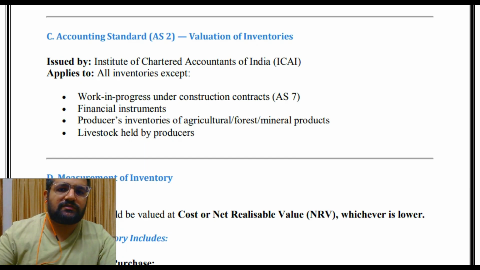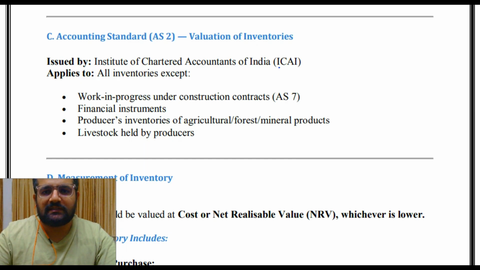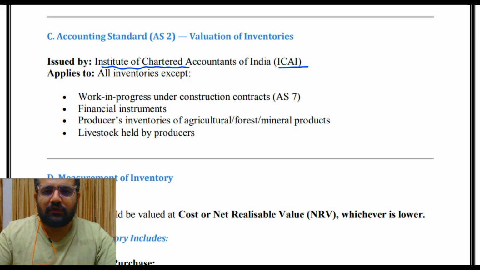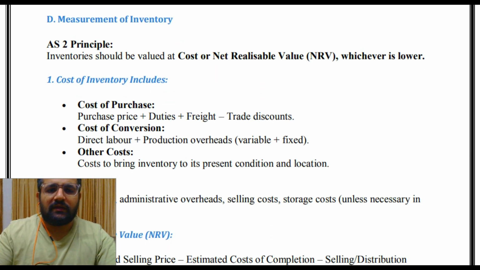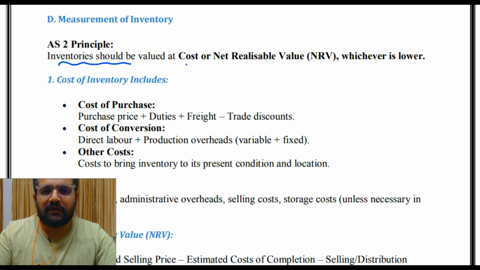Then Accounting Standard AS2, valuation of inventories, issued by ICAI, the Institute of Chartered Accountants of India, applies to all inventories except work in progress under construction contracts, that is Accounting Standard 7, financial instruments, and producers' inventories of agricultural, forest and mineral products and livestock held by producers. Then measurement of inventory, the AS2 principle: inventory should be valued at cost or net realizable value, that is NRV, whichever is lower.